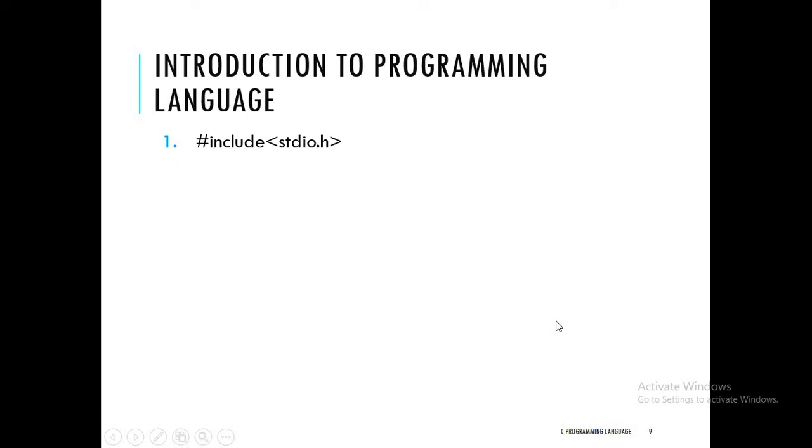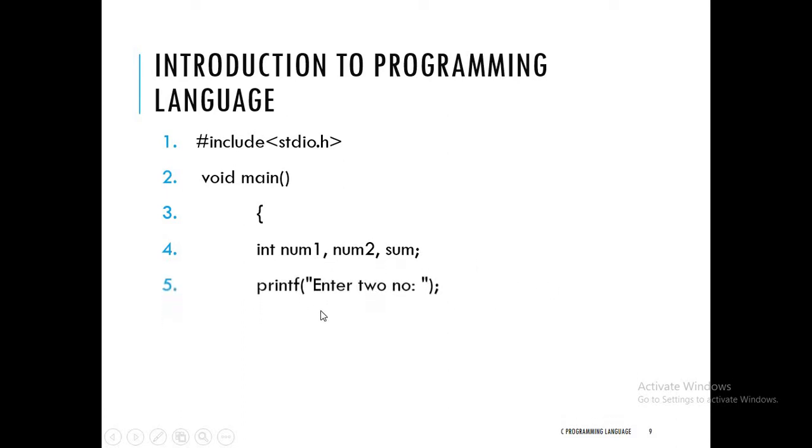Here we have taken sum of two numbers. So first we have to declare header files and then main function, and then we have to declare three variables num1, num2 and then sum. We have to get the input from user, so enter two numbers. The user will enter, those values will be stored in num1 and num2.